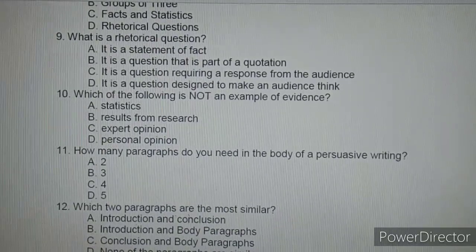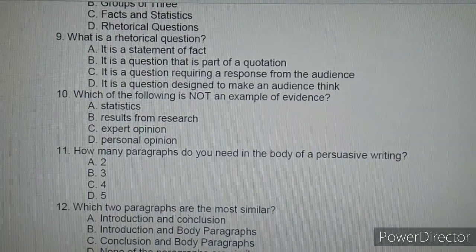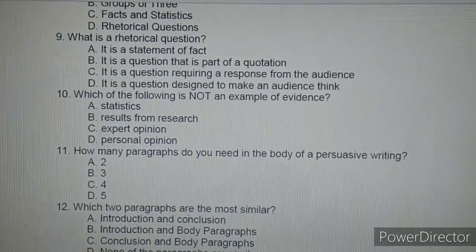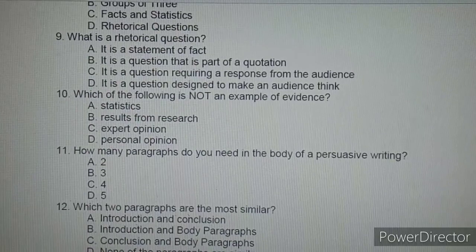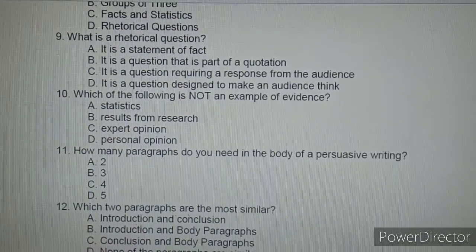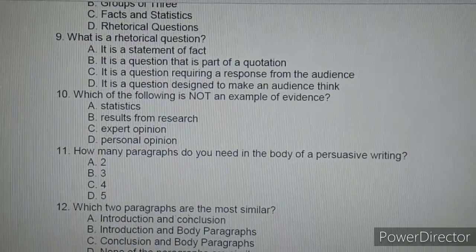What is a rhetorical question? A, it is a statement of fact. B, it is a question that is part of a quotation. C, it is a question requiring a response from the audience. Or is it D, it is a question designed to make an audience think? So what do you think is the correct answer for number 9?